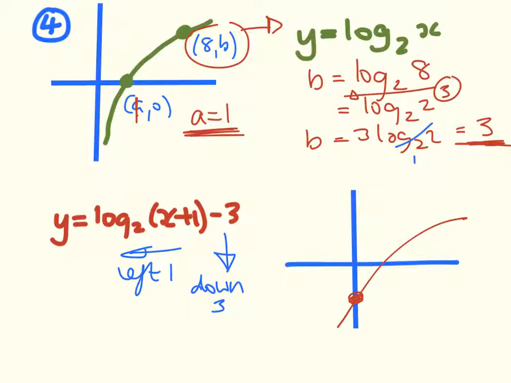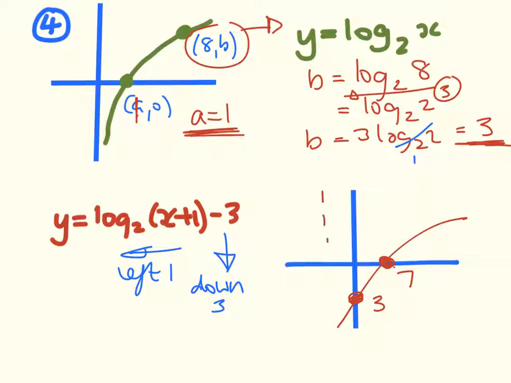This point here is 3. Now we know that it started at the point 8,1. It was moved left 1, 8,3. It was moved left 1, which becomes 7,3, and then down 3. Then this point here must be 7.